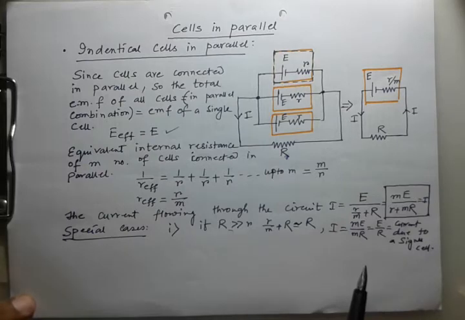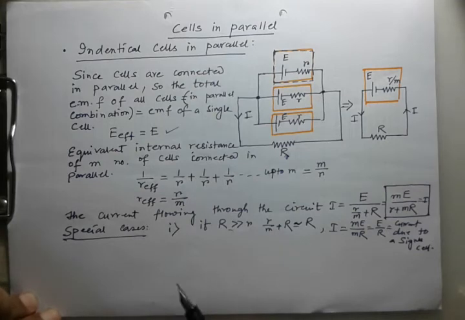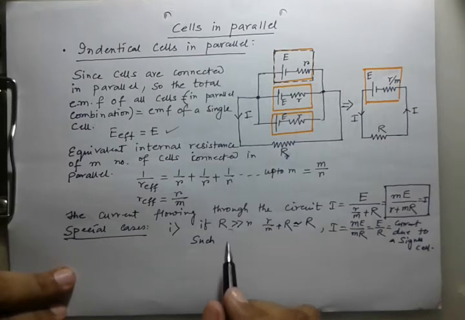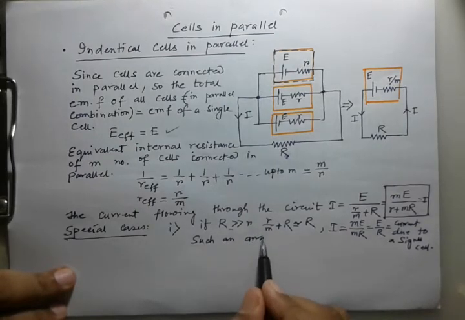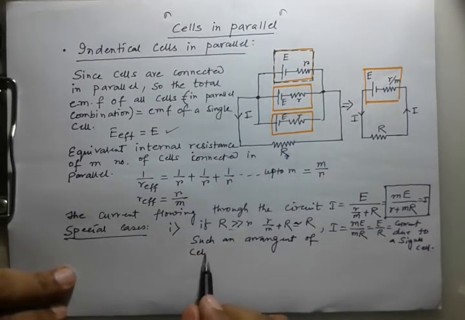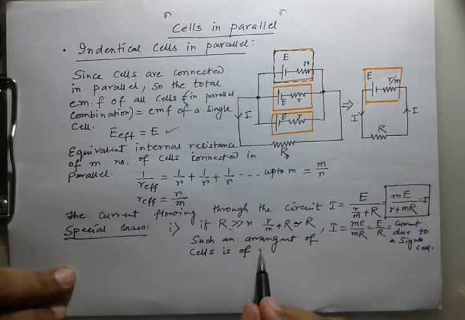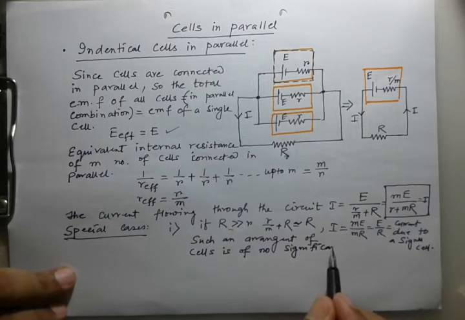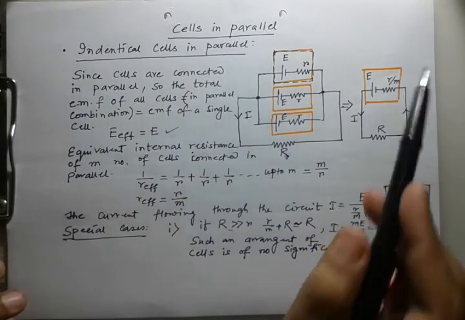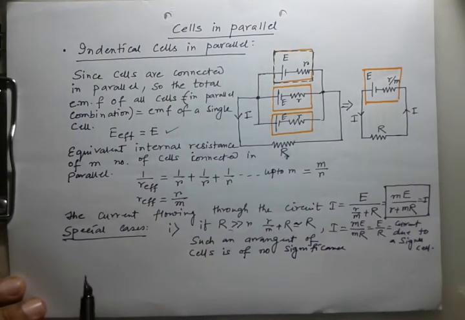Therefore, such an arrangement of cells has no significance. Such an arrangement of cells is of no significance. There's no use of this one. So normally what you have to do is make R less than r by m, R smaller. So that is why. Next we go to the next case.